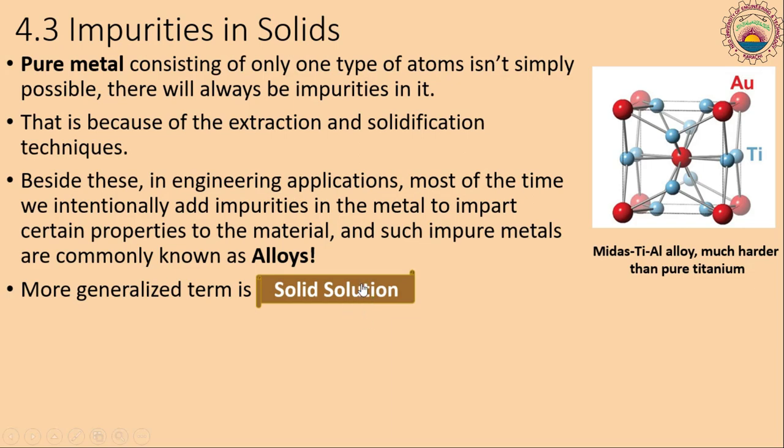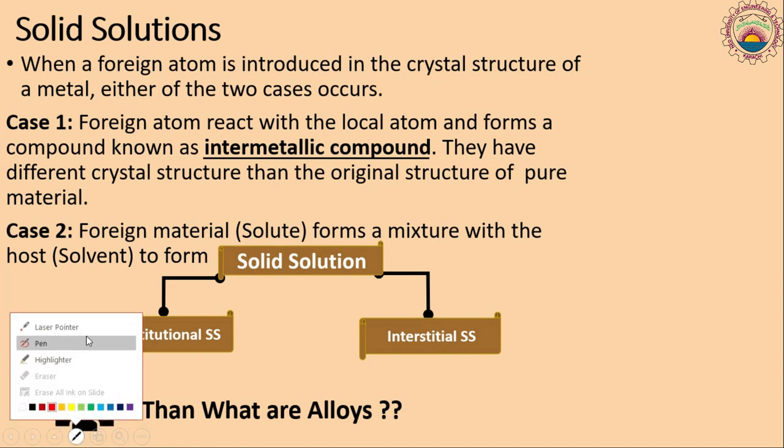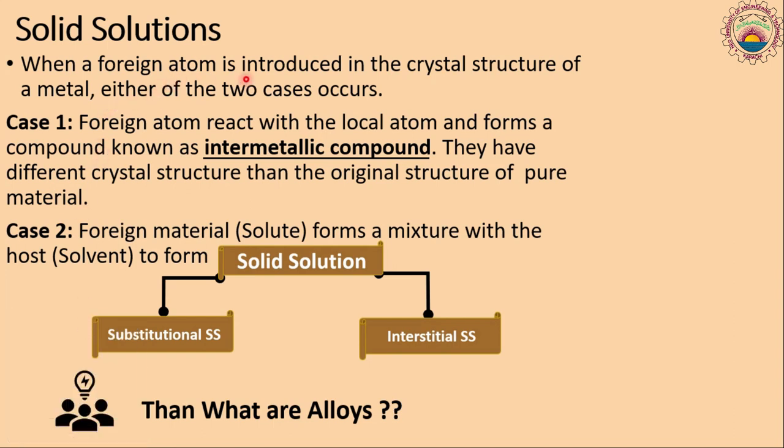So we move ahead to what the solid solution really is. What is a solid solution? When a foreign atom is introduced in the crystalline structure of a metal, either of two cases occurs. The first case: that foreign atom reacts with the local atom and forms a compound known as an intermetallic compound. So what happens when the material forms an intermetallic compound? It has a different crystal structure than the original structure of the pure material. The foreign atoms come in and react with the material and form the compound, disturbing that original structure and forming a new crystal structure.